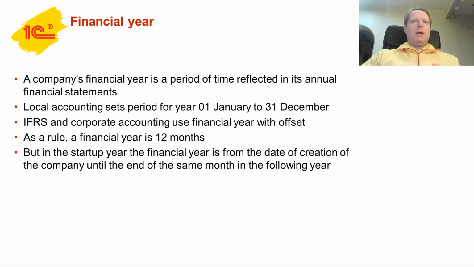The next one: we have changed the financial year period for the reports. The company's financial year is a period of time reflected in its annual financial statements. Local accounting sets the period for the year from January to December, but IFRS and corporate accounting use a financial year with offsets.